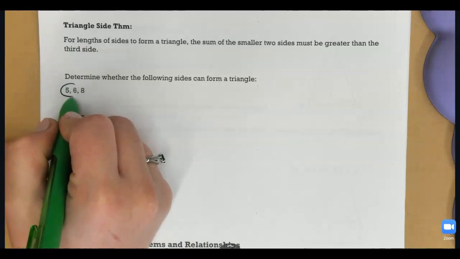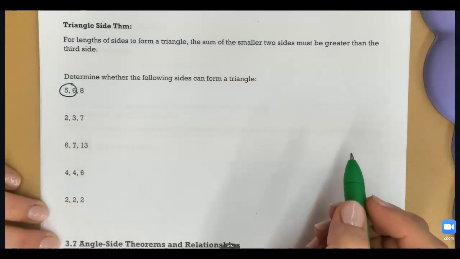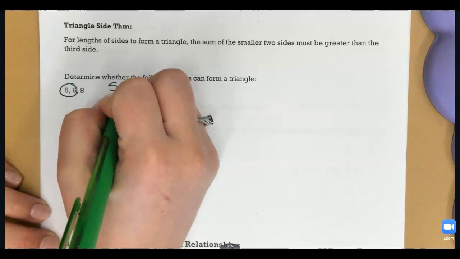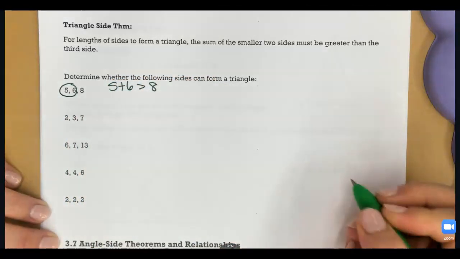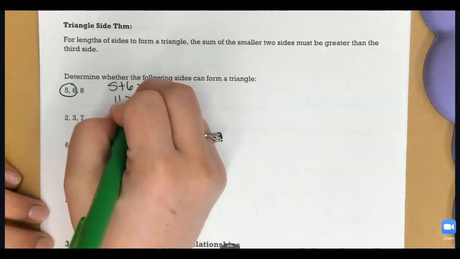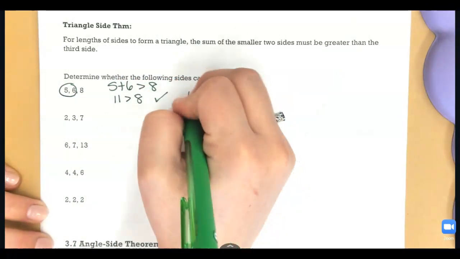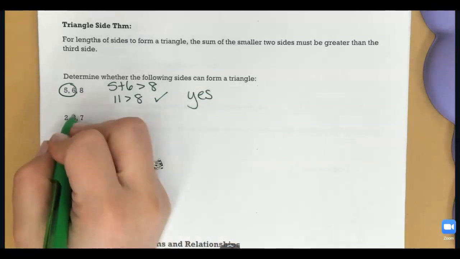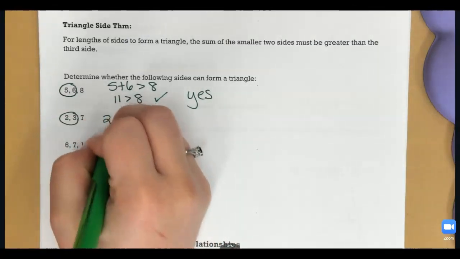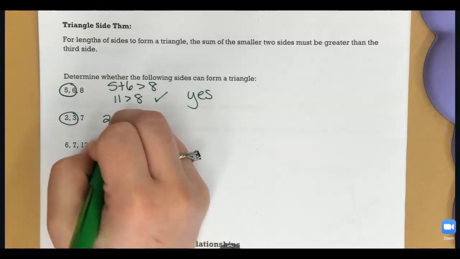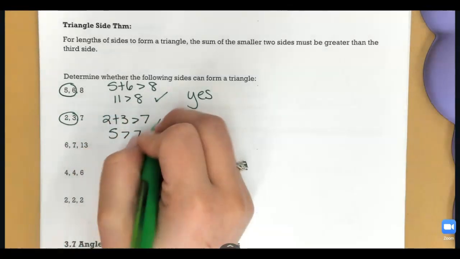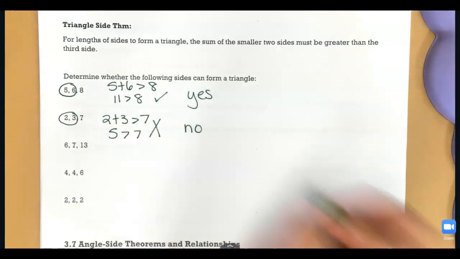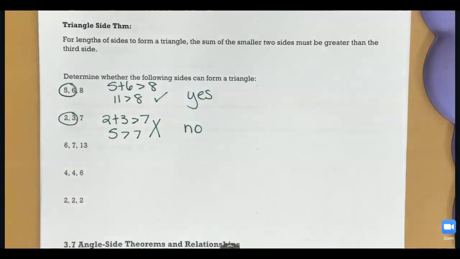My smaller two sides are 5 and 6. So in order for these to make up a triangle, 5 plus 6 needs to be bigger than 8. Well, 5 plus 6 is 11, and 11 is indeed greater than 8. So yes, the sides of a triangle could be measured 5, 6, 8, and that would be a scalene triangle because none of them are the same. 2, 3, 7. My two smaller sides are 2 and 3. So 2 plus 3 needs to be bigger than 7. 5 is not bigger than 7, so these could not be the sides of a triangle.